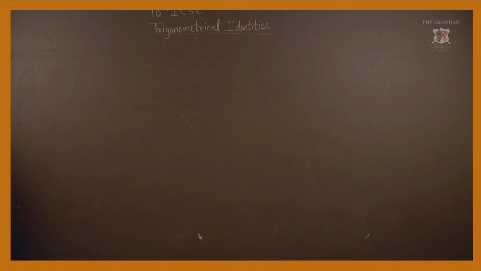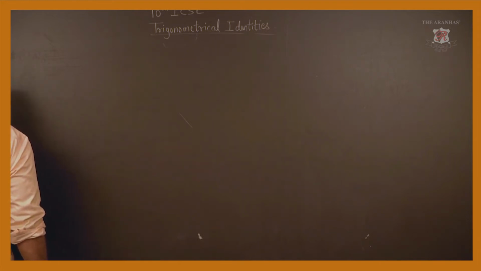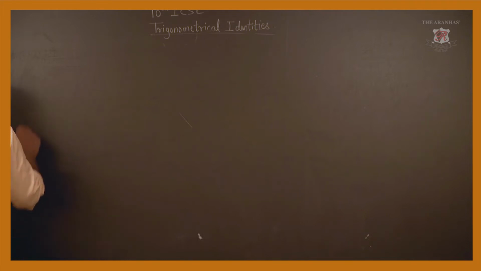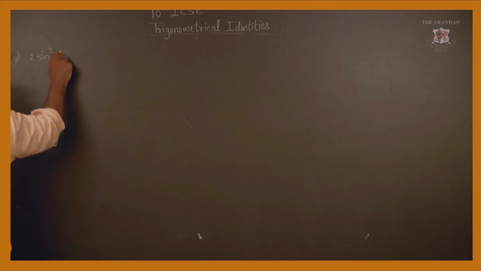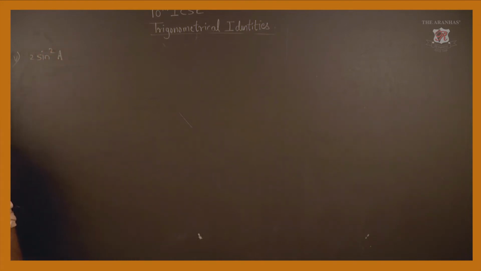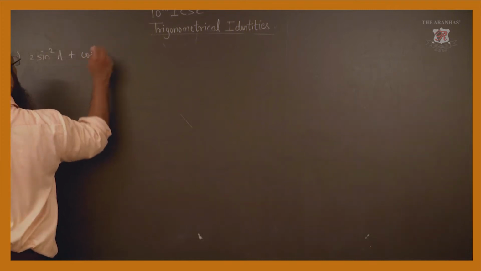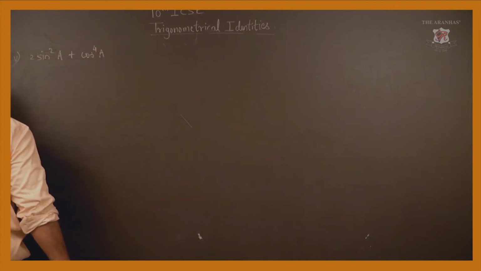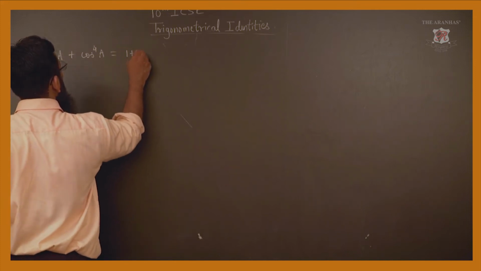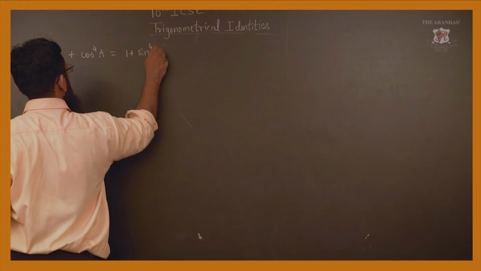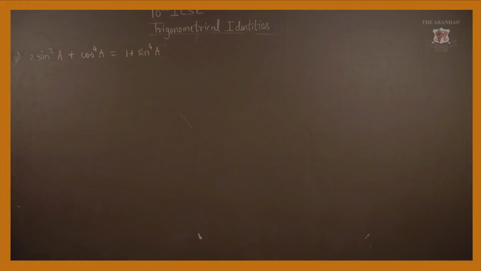There is one problem, like say the fifth one. Two times sin square A plus cos to the power 4 A, which is equal to 1 plus sin to the power 4 A. This you have to prove.